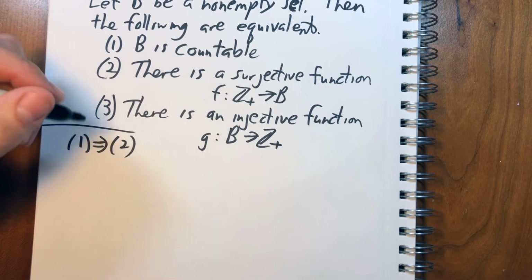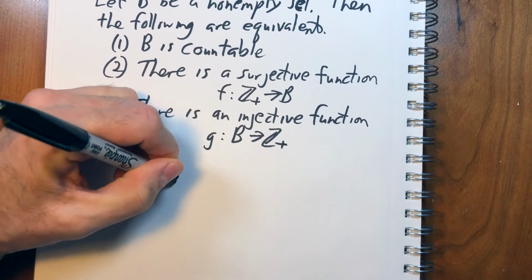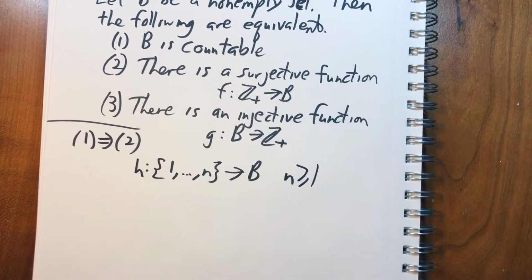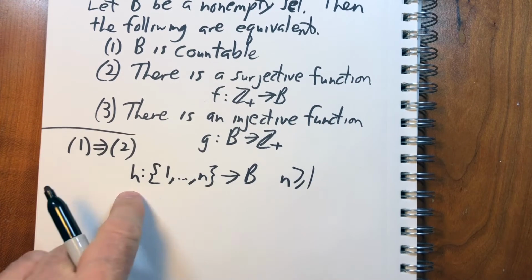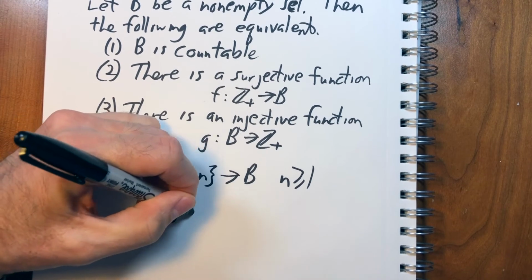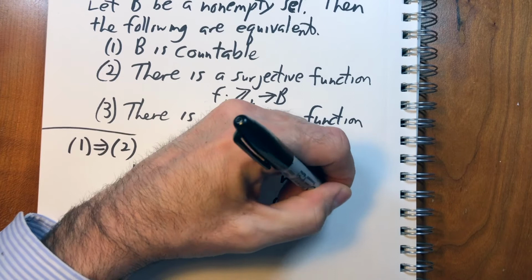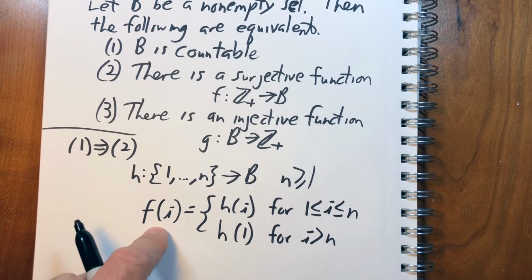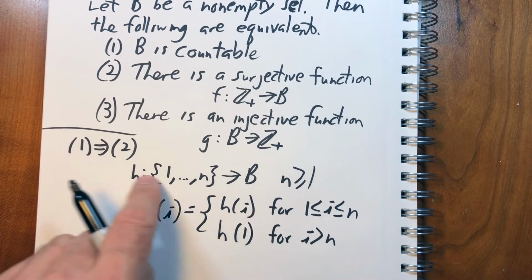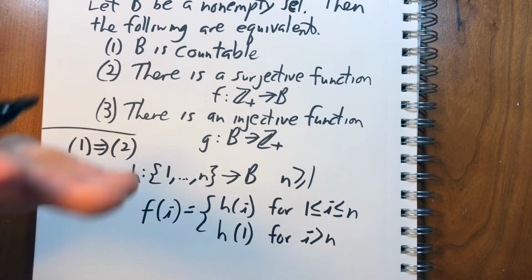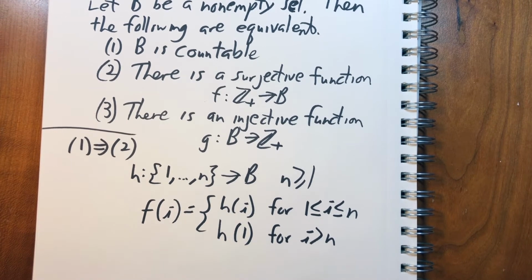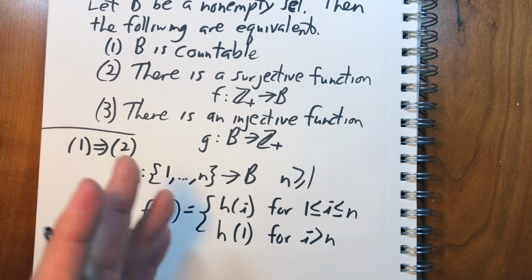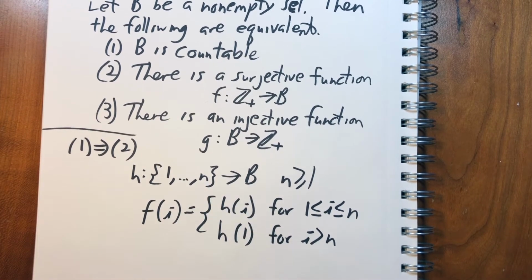So if B is finite though, then there's a bijection h from a section of positive integers 1 to n to B for some n greater than 1. That's just the definition of finite. So then we can extend this to a surjection from all of the positive integers onto B just by extending h a little bit. So we'll define a new function f of i. So f of i just equals h of i for 1 to n, and then for anything bigger than n, we just go back to 1. That's fine. Then it's still a surjection, right? We did the same thing for 1 to n, and then for everything else, it doesn't matter. We've already covered B, so we just send it back to 1, and we're done.